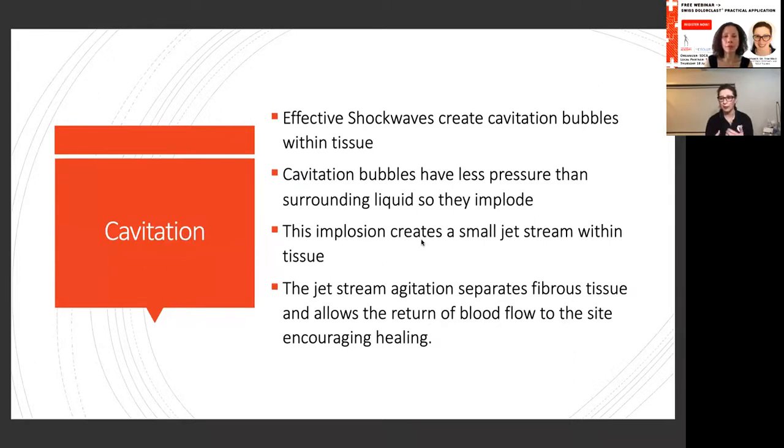tissue gets the blood flowing, it encourages healing. So scar tissue responds really well. And this is where you can really appreciate that therapeutic change in the cavitation that you've created.